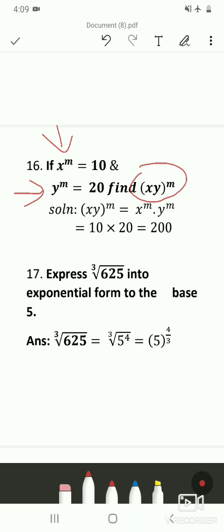We know that (a into b) whole raised to m can be written as a raised to m into b raised to m. This is nothing but that law, I guess the fourth law. So (xy) whole raised to m can be written as x raised to m into y raised to m. You know the value of x raised to m, that is nothing but 10, and y raised to m is nothing but 20. So 10 into 20 is 200. Even this is an easy problem. These kind of problems may be asked for 2 marks.